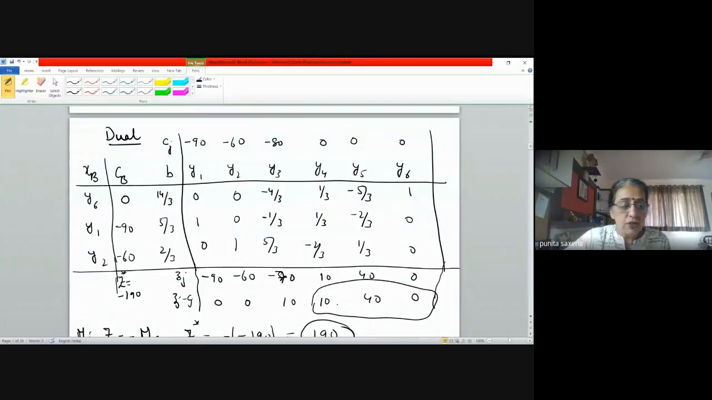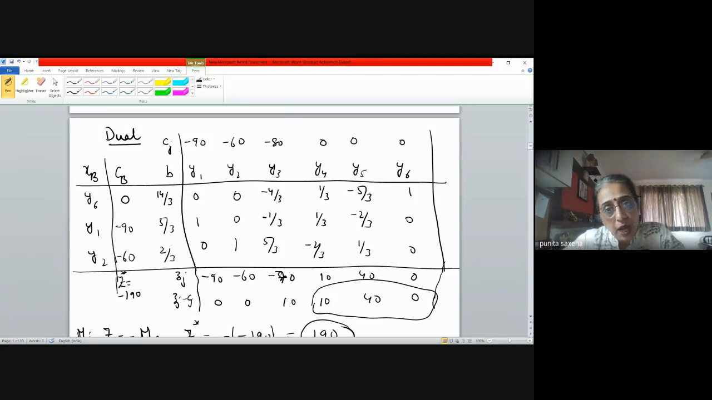Is this okay? So the purpose is that we need not solve both the problems. Solving one problem is going to give me the complete solution. So I don't need to solve the two problems. I can just solve one problem.